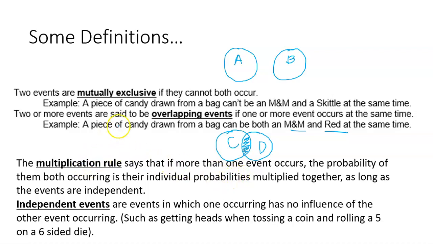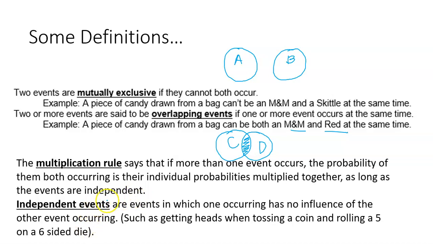The multiplication rule is a rule that says if we have more than one event occurring, the probability that they both occur is their individual probabilities multiplied together. And that's only true as long as the events are independent. So what does it mean for events to be independent? Independent events are events in which one occurring has no influence on the other event occurring.